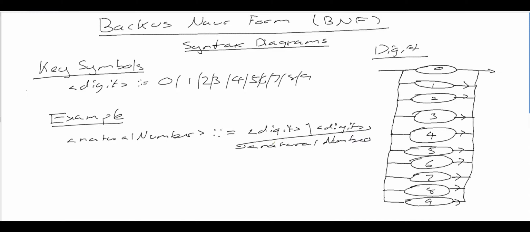Okay, so imagine that natural number is on the same line as that digit there. So this is a production rule to define a natural number. And what this BNF production rule for a natural number is saying is that a natural number can be a single digit on its own, or a digit and a natural number. So what does that look like in terms of a syntax diagram then?